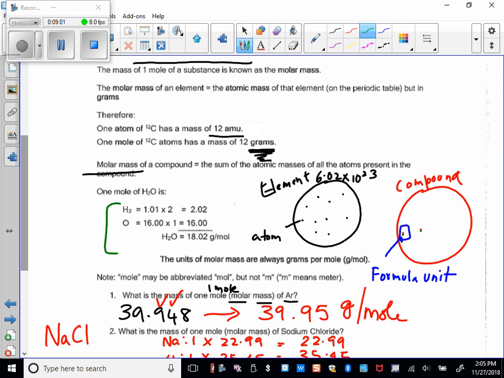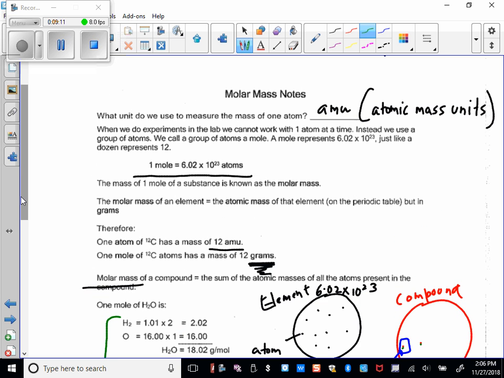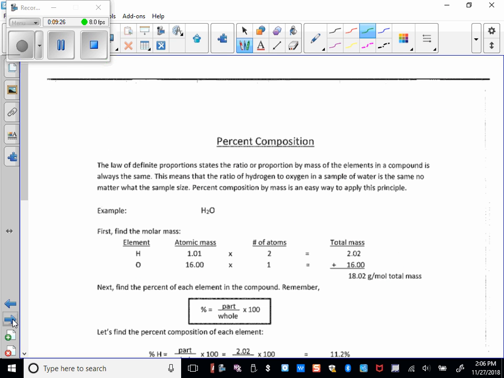Water contains two hydrogens, one oxygen. All they've done is multiply and add it up. The one at the top: 1 mole contains so many particles. That's all there is to it. Are we good? You need some more practice with calculating molar mass. We'll get a lot of practice, but let's move on to the next topic, which is percent composition.